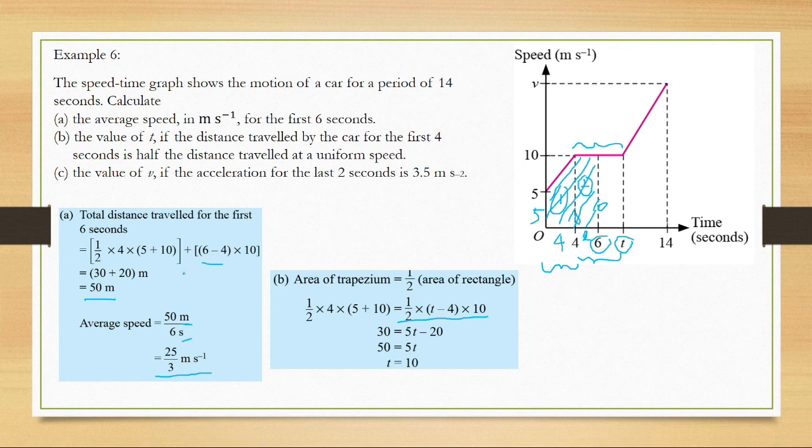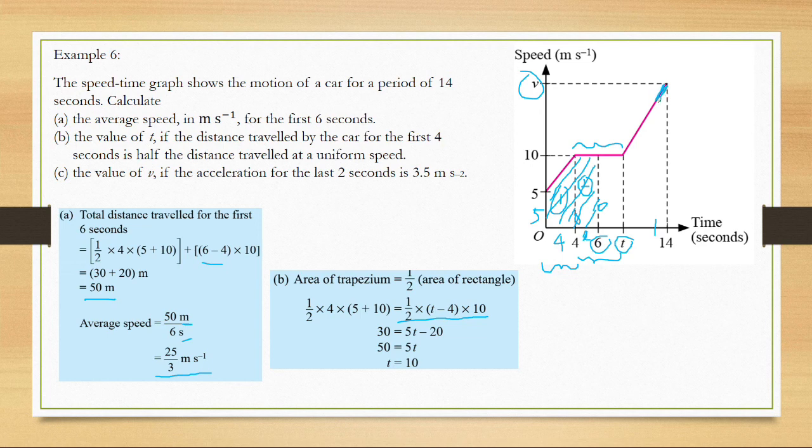Okay, now you look at C. Find the value of v if the acceleration of the last 2 seconds is 3.5 meter per second per second. So v is right here. If the last 2 seconds, where is the last 2 seconds? These two, right, which is 13, 14, is equal to 3.5. So you have to find the acceleration over here.